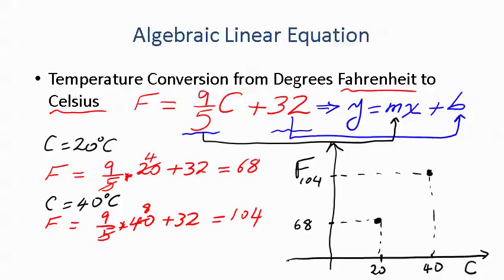And then we also observe that when the temperature is 0 degrees Celsius, we are at 32 degrees Fahrenheit. This is our y-intercept. And then we are going to draw a straight line that goes between those points. And this straight line shows us that as the temperature in Celsius increases, there is an increase in the temperature in Fahrenheit.